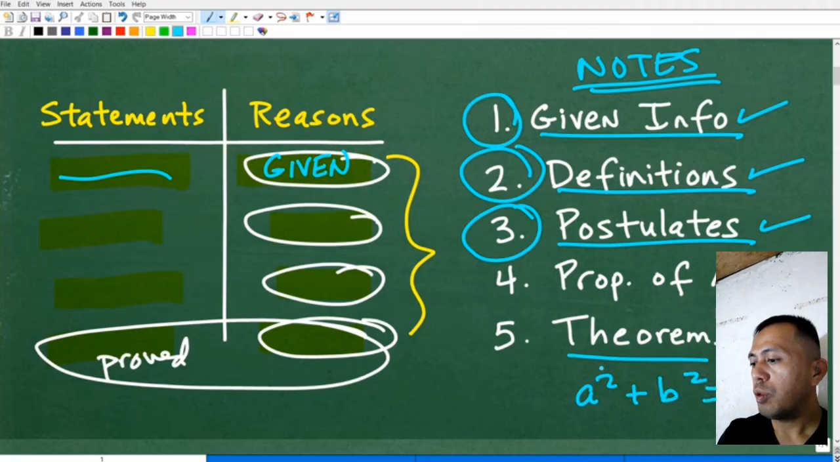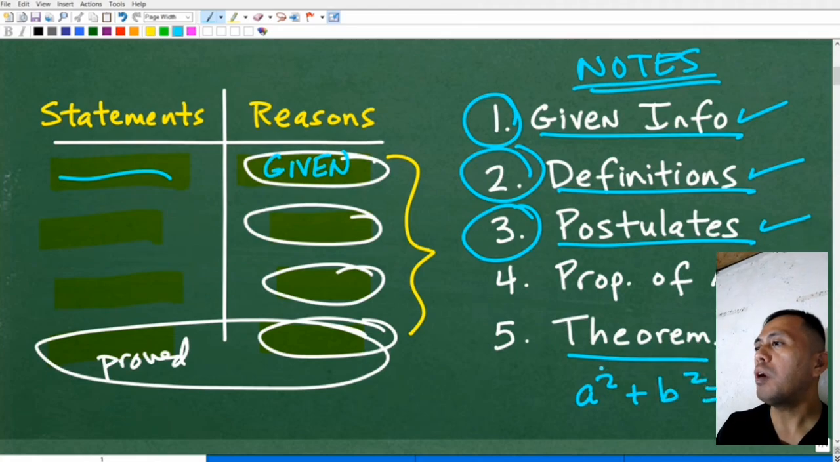Now, when we talk about proofs at the high school level, we often use something called a two-column proof. Let me explain how this works. Imagine a table with two columns. On the left, you write a statement, and on the right, you provide a reason for that statement. Statement: angle 1 is congruent to angle 3. Reason: given information.